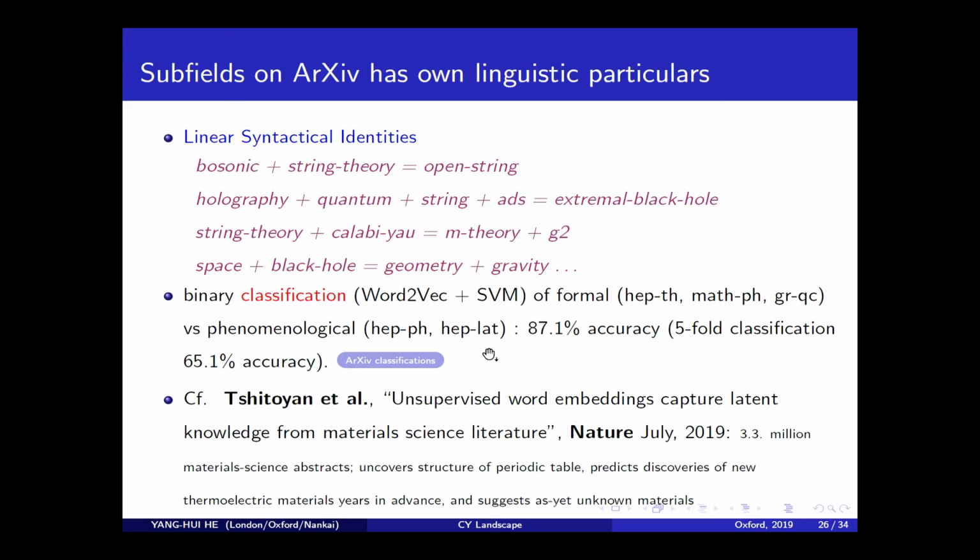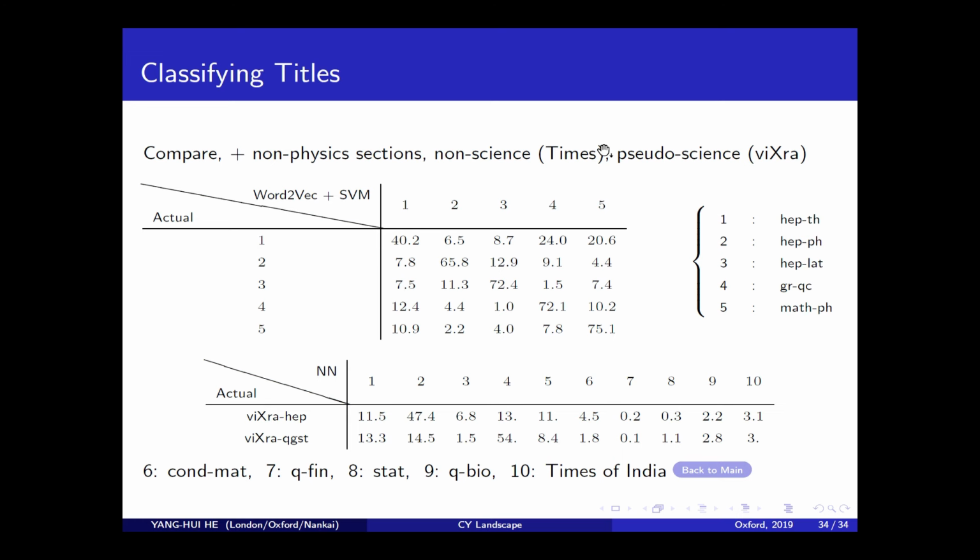Just go on. And you can also do classifications. So here's something that I love very much. If you do Word2Vec on the 5 sections, this is the confusion matrix of classification of these 5 sections of arXiv depending on title. So yeah, it's pretty diagonal. So there is an inherent syntax to each field of what we call theoretical physics.